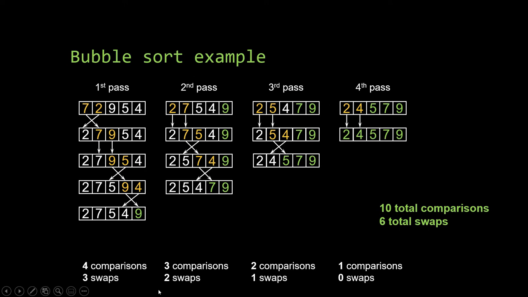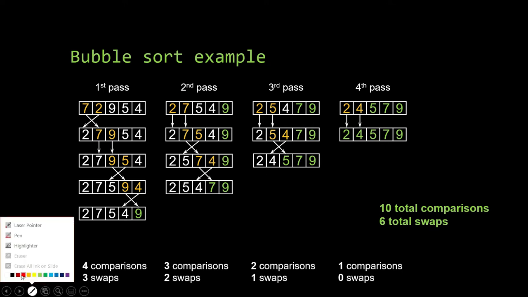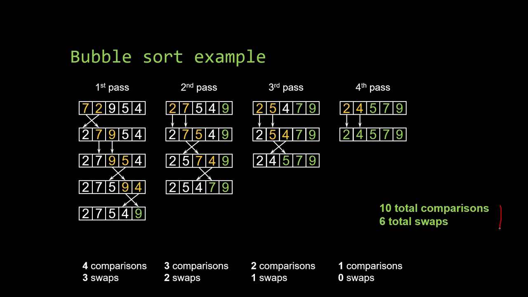Now, in each case down the bottom here, we've noted down the number of comparisons and the number of swaps that had to be made. And you'll notice that on the right-hand side here, it tells us that we had to make 10 comparisons and 6 swaps to sort 5 pieces of data. That's a lot of comparisons and a lot of swaps to sort a relatively small set of data.